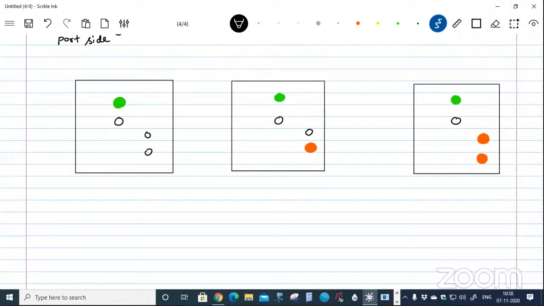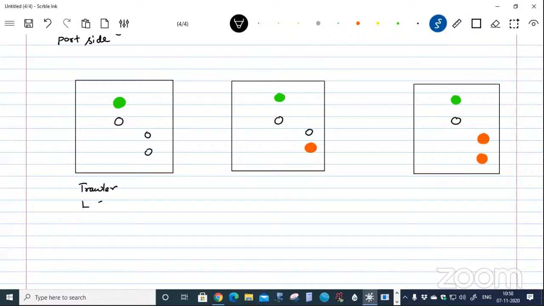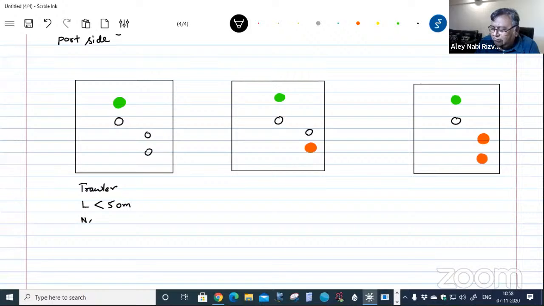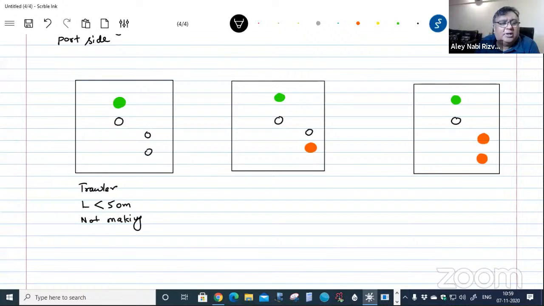First one is shooting net. So what we'll say: vessel engaged in trawling, your trawler. The length cannot be less than 50 meters. Less than 50 meters. Okay, not making way. This is not making way. And vessel engaged in trawling, shooting nets. This is shooting nets. So how to describe the next?